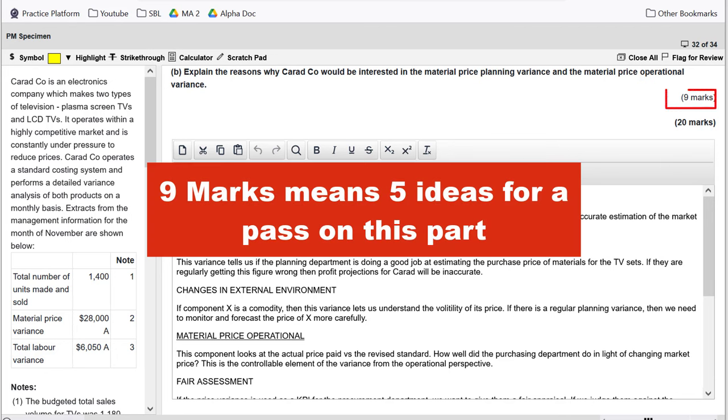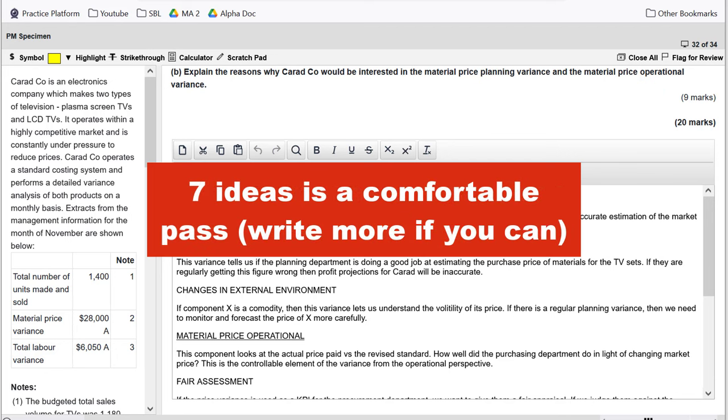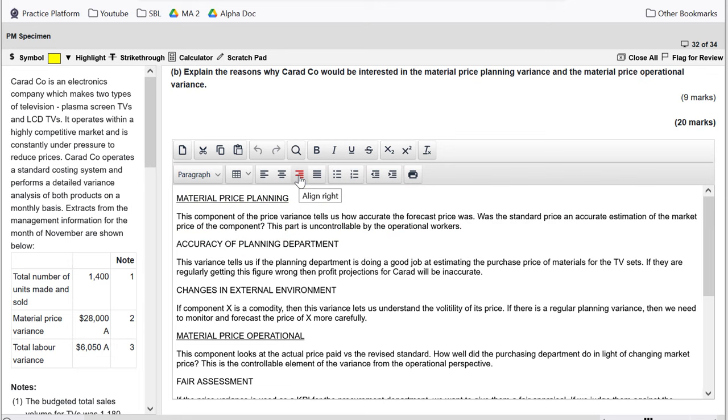9 marks. So if you want to go for 7 or so ideas, structure your answer before you start writing with headings and subheadings. Before you start writing, make sure you really focus on the verb. In this case, it's explain reasons why they would be interested in the price planning variance and the price operational variance. So I set up my main headings first, and then I develop my ideas underneath each heading.